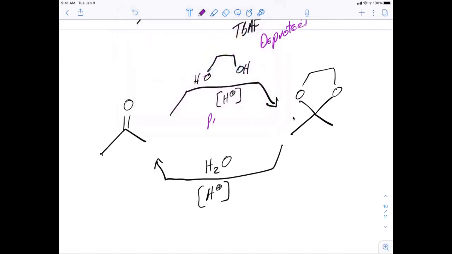So our sequence is protect and deprotect. This cyclic acetal is the one you're going to see most often, but you could have done it with 2 methanols or 2 ethanols, right? The cyclic one makes a nice stable intermediate that allows you to do other reactions easily and then comes off relatively quickly, but you could have also done it with the methanol.